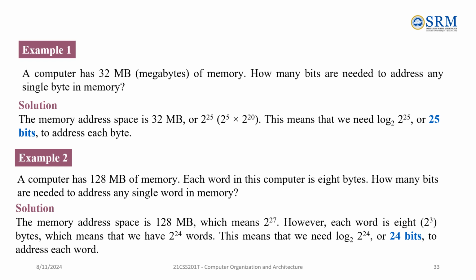Next, a computer has 128 MB of memory. Each word in the computer is 8 bits. How many bits are needed to address any single word in the memory? So the memory address space is 128 MB, which means 2 to the power 27. For each word, I need 8 bits, which is 1 byte, 2 to the power 0. So from 2 to the power 27, I have to remove my 2 to the power 3, which makes it 2 to the power 24. That is, 24 bits are needed to address each word.